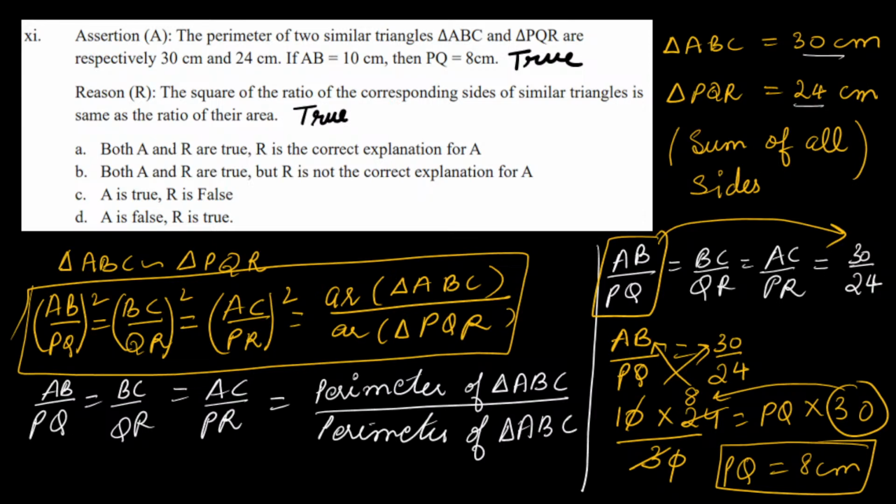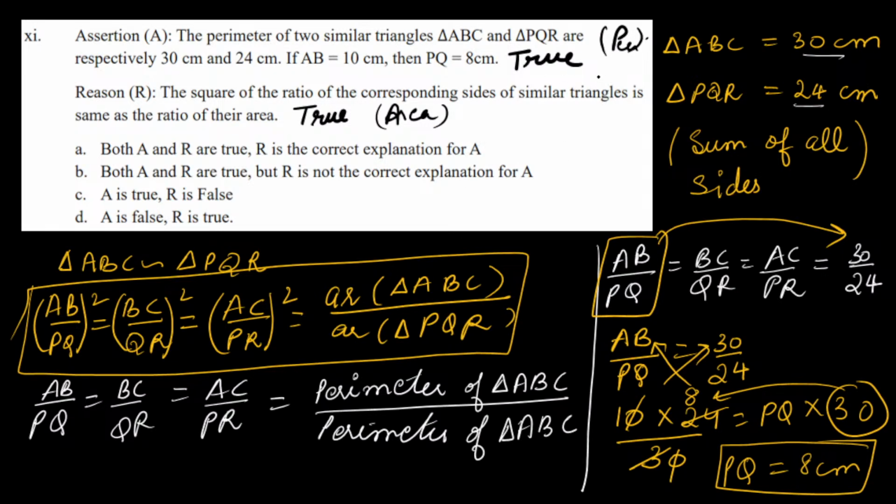So A option says both A and R are true, and R is the correct explanation of A. If you see this option, A is related with perimeter. Although in both options we are discussing the ratio of the similar triangles' sides, in option A it's perimeter, but in option B we are talking about area. So basically they are not related with each other.